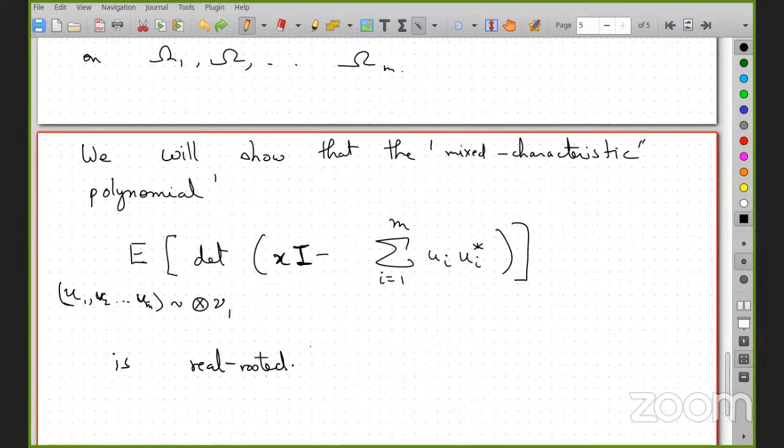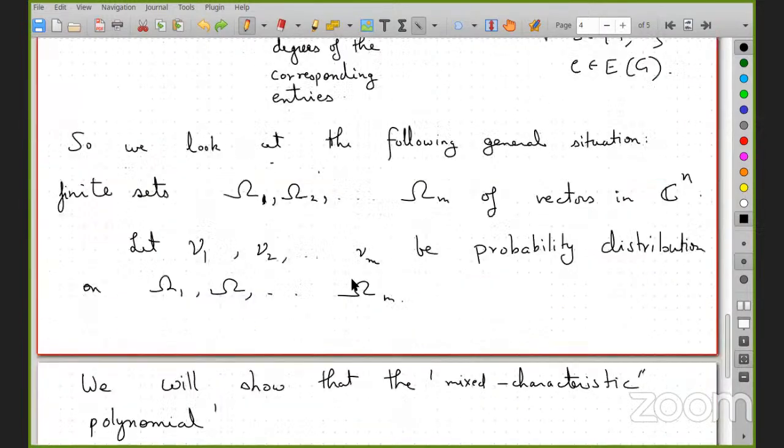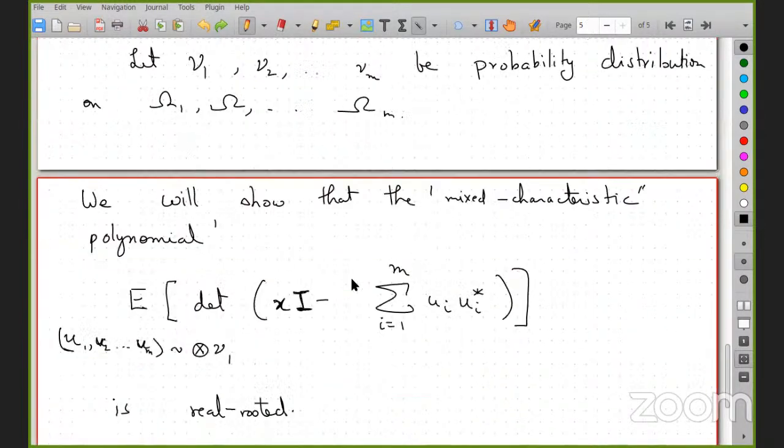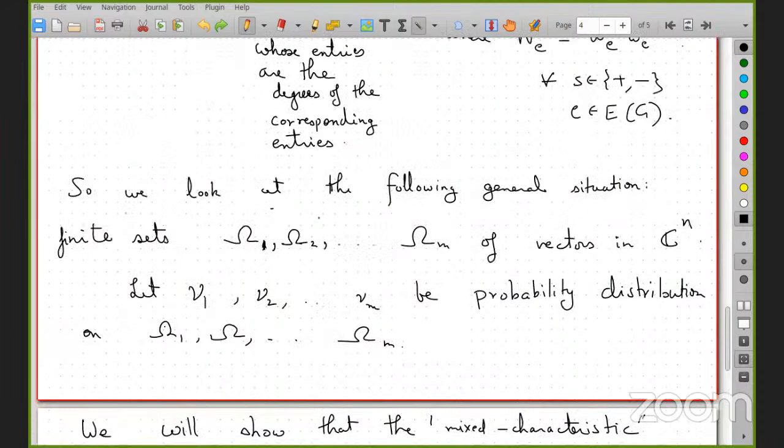Sorry, Piyush, what are these u_i's? I got a bit lost. So that's what I'm saying. These v_i's are just sampled from these mu_i's. So let us just recap the setup. The setup is we have some collection of sets omega_1 to omega_m. What are these sets? Each omega_i is a finite set of vectors from C^n. It's a finite set, it's not a vector space. It's a finite set of vectors.